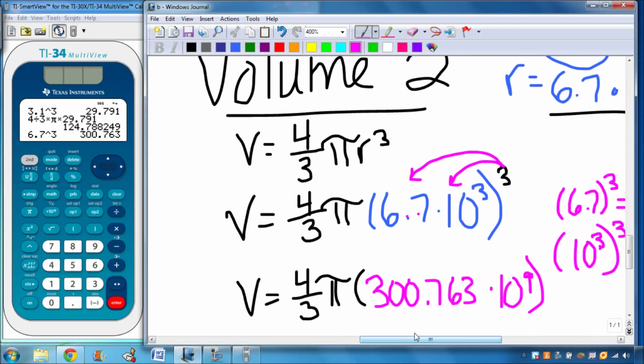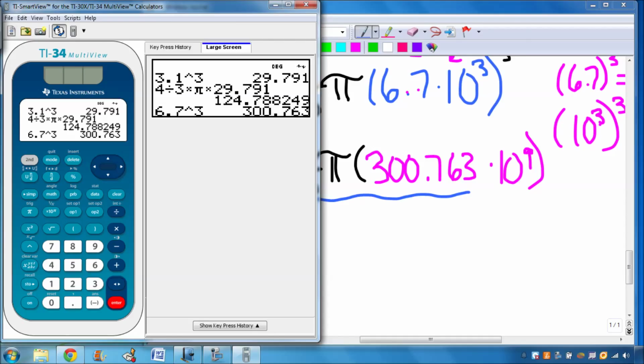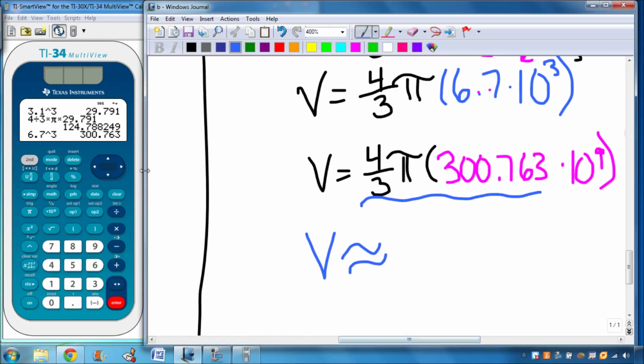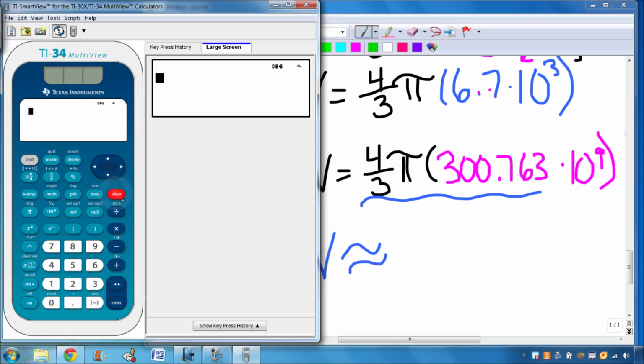Okay, now in my calculator, I'm going to multiply all of my coefficients together, and then I'm eventually going to have to do some rounding. So let's figure out what this is. This says 4/3, so let me move this over so you can see it a little better, both of them together. So I'm going to take 4 divided by 3 times pi, right? Isn't that what it says right here?